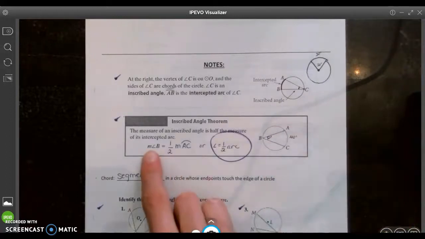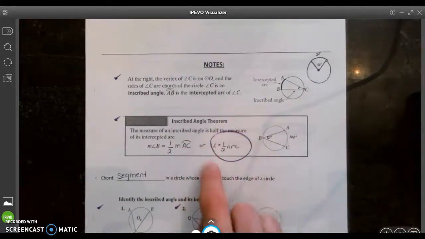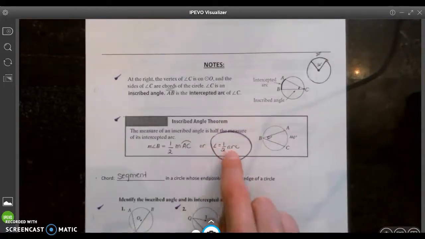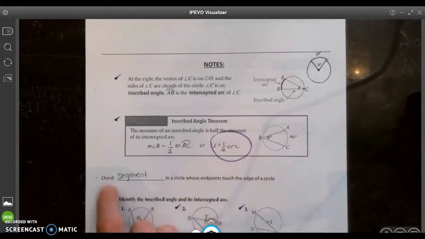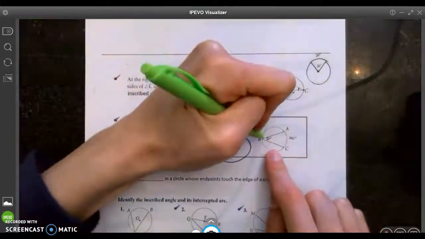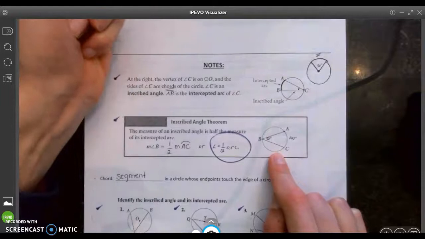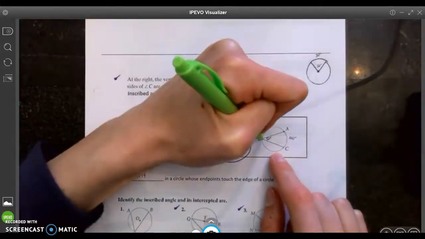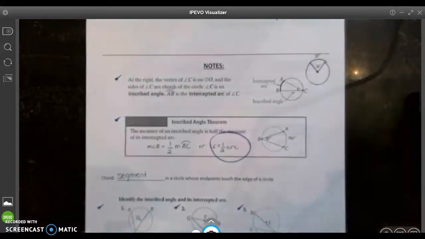So we won't always have angle B and arc AC. So we're going to use this circle general formula. Angle equals half the arc. And then here we just have a reminder that a chord is a segment in a circle whose endpoints touch the edge of the circle. So like if we go back up to this picture, BA is a chord because both endpoints are on the circle. BC is a chord because both endpoints are on the circle.